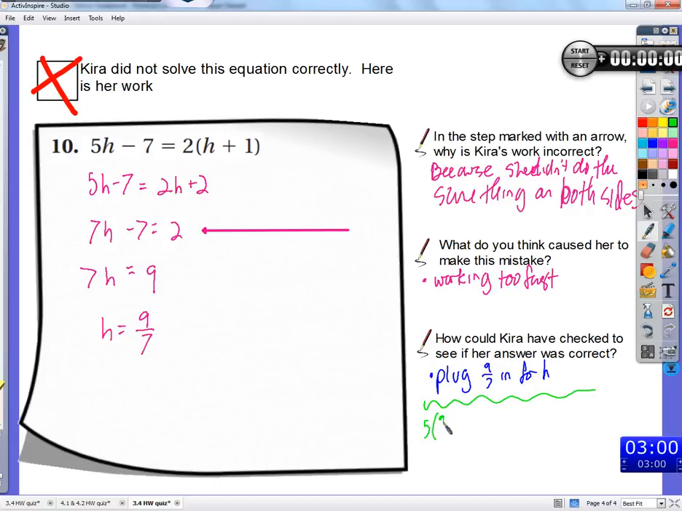Let's see, 5 times 9/7 minus 7 equals 2 times 9/7 plus 1. And I got 45 over 7 minus 7 equals 2 times 9/7 plus 7/7 is 16/7. So let's see, this is 49/7. 45/7 minus 49/7 is negative 4/7 equals 32/7, which is false. Okay. So that would have shown her that's not correct. So she didn't have the right solution, so she can go back and find a mistake.